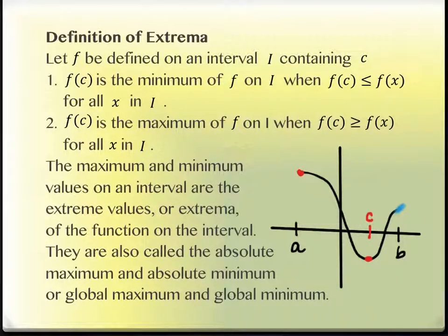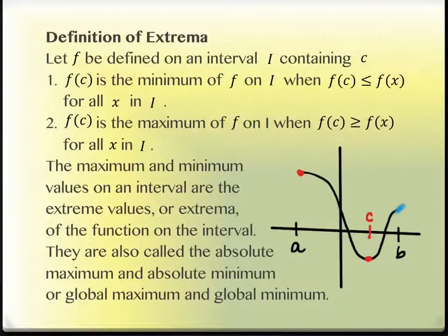Let f be defined on an interval I containing c. f of c is the minimum of f on I when f of c is smaller than all of the f of x values for x in I. You can see the picture I've drawn over here. That red mark C on the right-hand side with a dot below would be a minimum. The definition tells you it classifies that way because all of the other y values, or f of x values, are bigger.